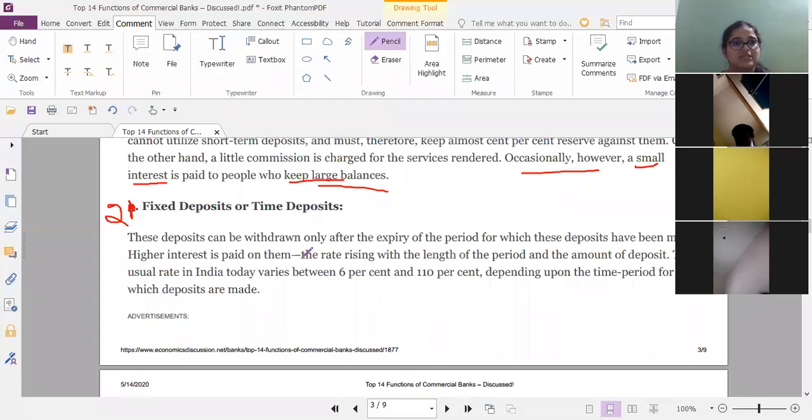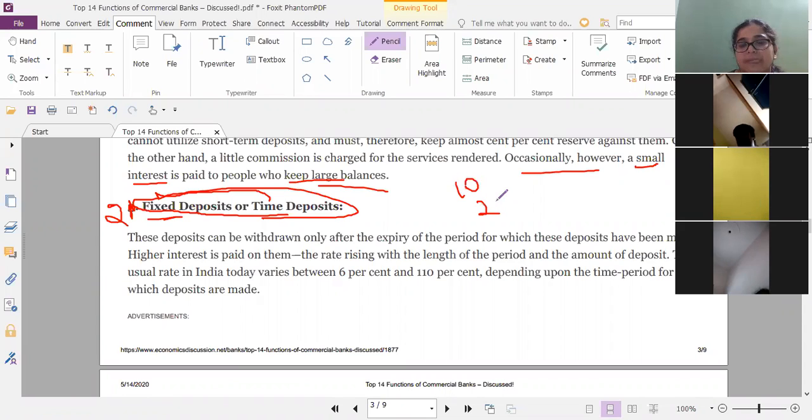Then the second point is fixed deposits. Under deposits, the second type is fixed deposit, also called time deposit. As the word itself tells you, these are deposits which you will get back after a fixed time, like 10 years or 20 years. You keep some deposits in the bank saying that for 10 years you will not go asking for that money.